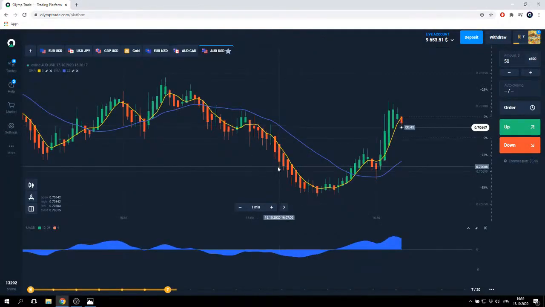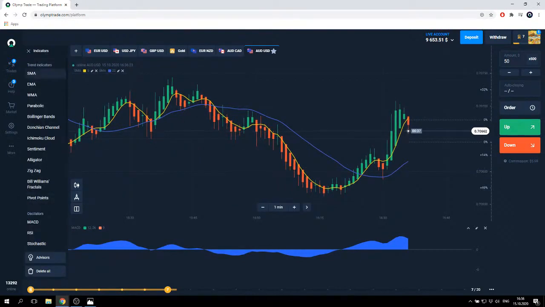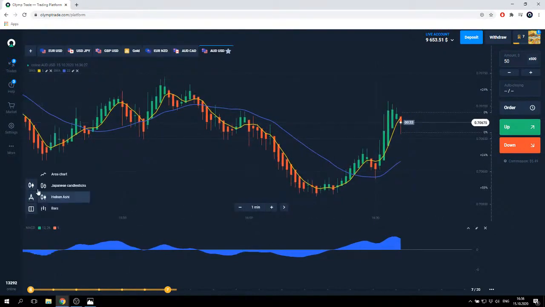For our beginners, what they can do is go to the indicator options and click on the indicators. They can go to the SMA, choose SMA and MACD, and from the chart option they can use the Heikin-Ashi candlestick. So these three things are very much required for this strategy.